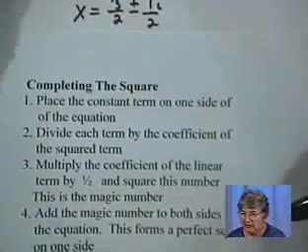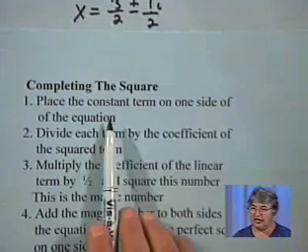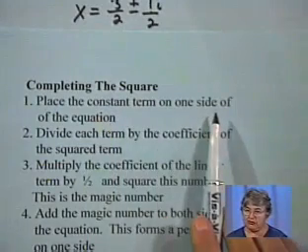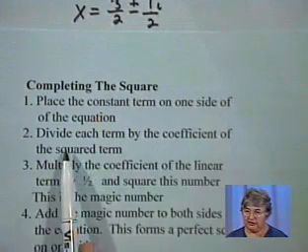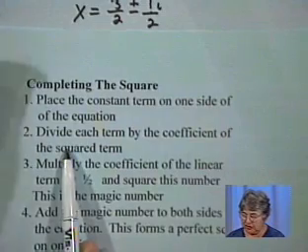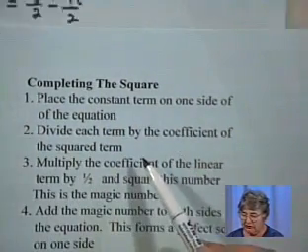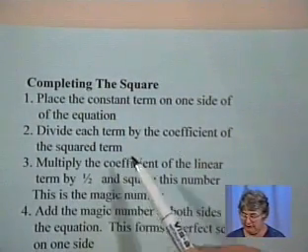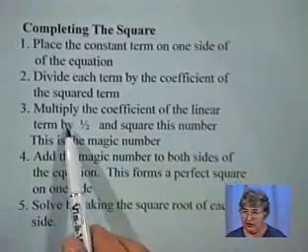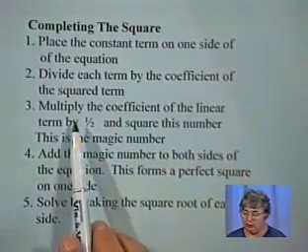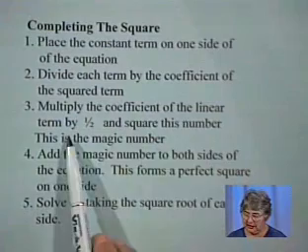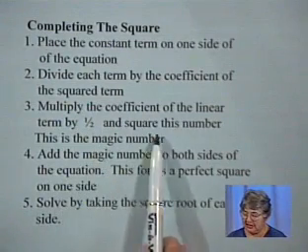First step in completing the square is going to be to place the constant on one side of the equation. The second step, divide each term by the coefficient of the squared variable. Third is to create the magic number by multiplying the coefficient of the linear term by 1/2 and squaring this number.